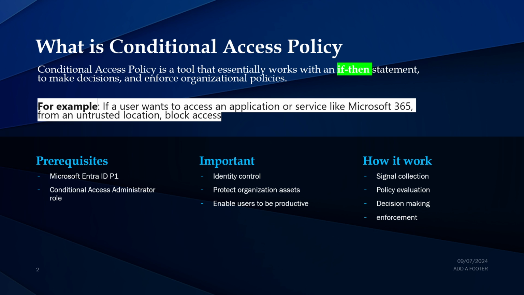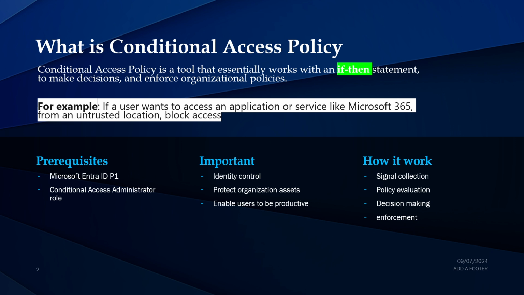The last time I talked about conditional access enabling MFA, I spoke about the definition of conditional access, which is here again. You can see I said conditional access policy is a tool that essentially works with an if-then statement to make decisions and enforce organizational rules. Can you see that if-then statement? For example, if a user wants to access an application or service like Microsoft 365 from an untrusted location, block.